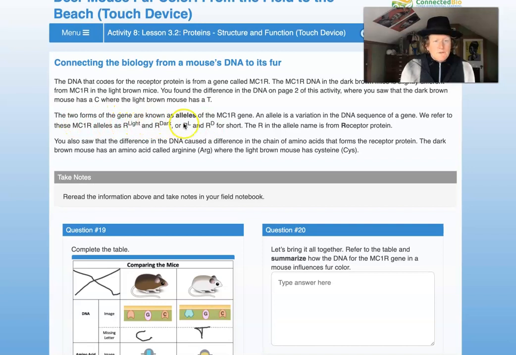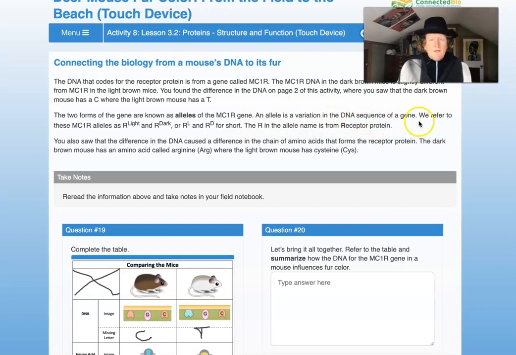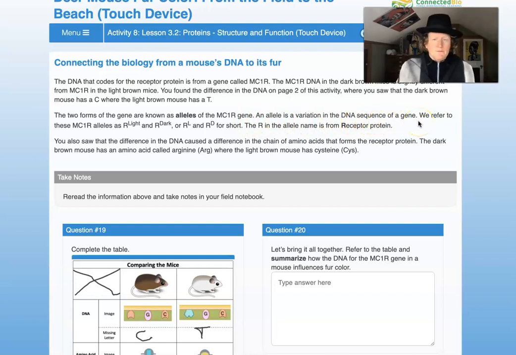These two forms of the gene are known as alleles of the MC1R gene. An allele is a variation of the DNA sequence of the gene. They're kind of like versions or flavors of a gene, like chocolate and vanilla ice cream. They're both ice cream, they're just a little different. We refer to these MC1R alleles as R light and R dark, or RL and RD for short. The R in the allele name is from the receptor protein.